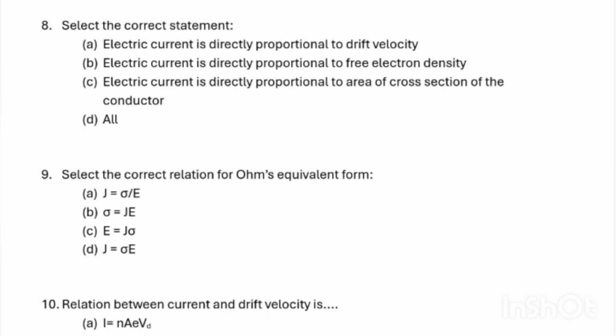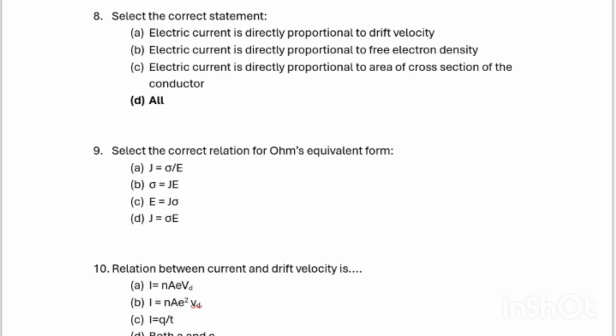Question number 8. Select the correct statement. Option A electric current is directly proportional to drift velocity, option B electric current is directly proportional to free electron density, option C electric current is directly proportional to area of cross section of the conductor, option D all. Here the correct answer is option D all.